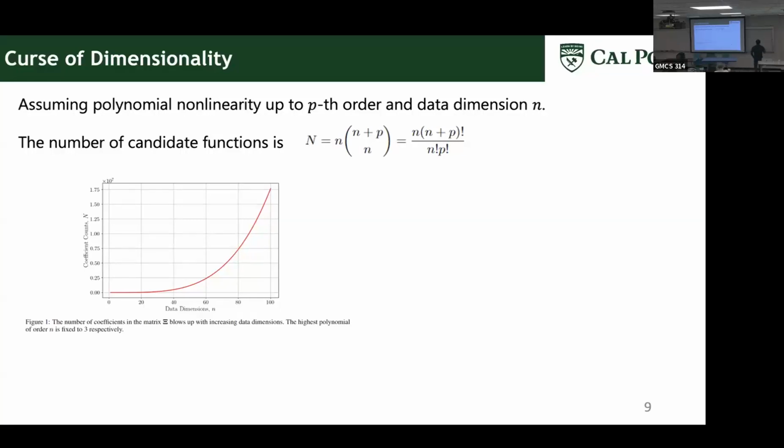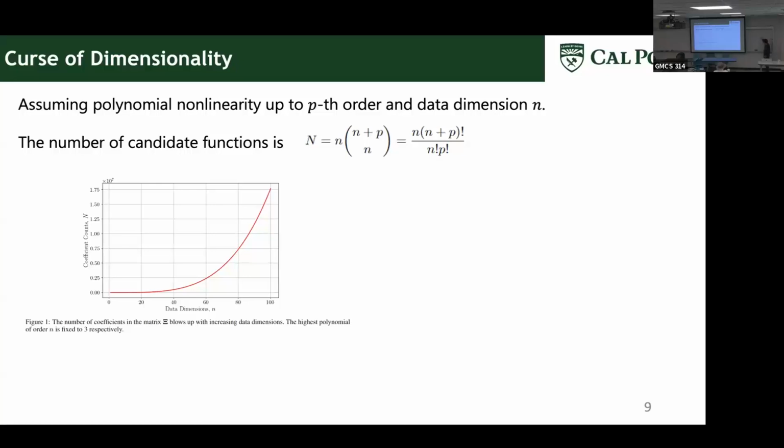For example, we could have x and y. This is our linear term, and if we count the quadratic terms, we get x squared, xy, and y squared. And if we count the cubic terms, we get x cubed, x squared y, xy squared, and y cubed. So if you increase your order of nonlinearity, this number is going to increase exponentially.